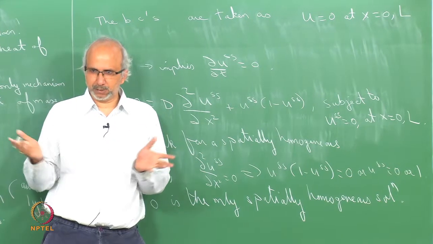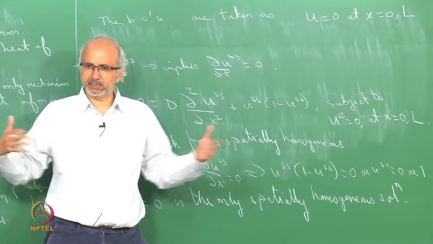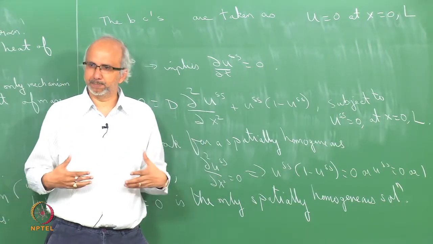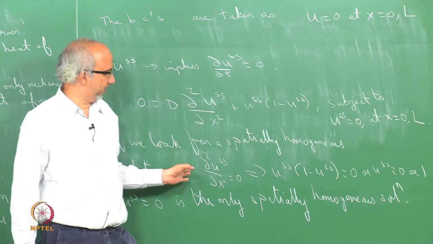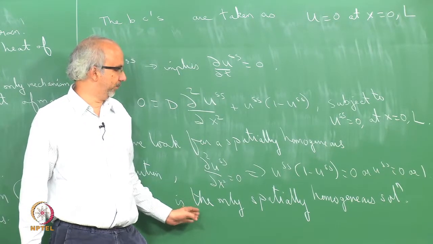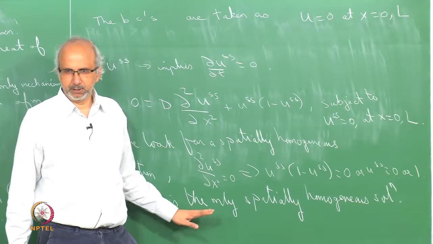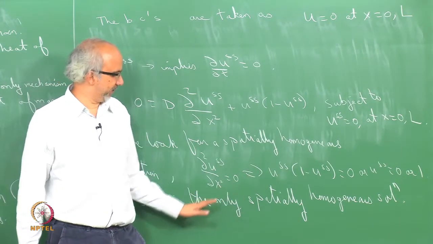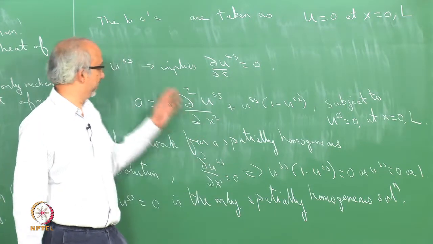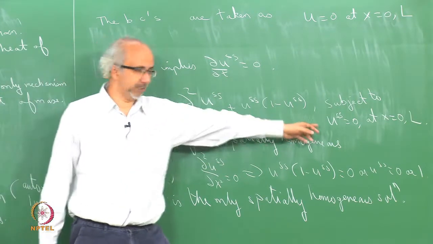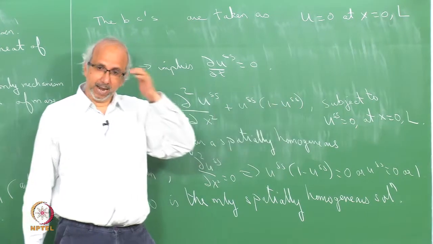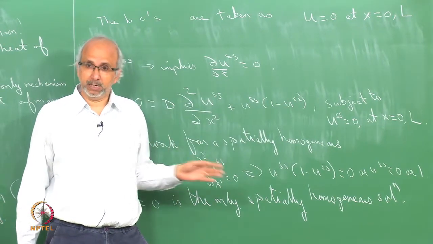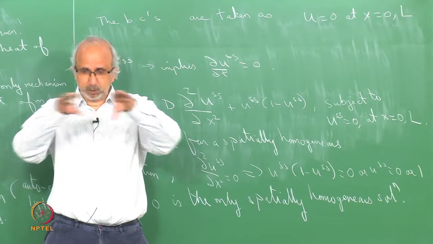It's not that they are two completely different things. So as engineers, we have to put mathematics and physics together, okay? So what I've given you is a possible solution which is spatially homogeneous, which is USS equal to 0. It satisfies the differential equation, satisfies the boundary condition, okay? And I'm telling you that this is a spatially homogeneous solution.